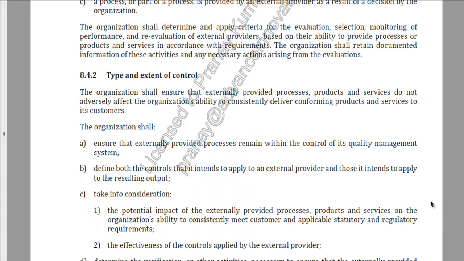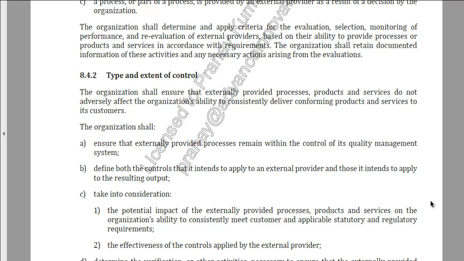Clause 8.4.2, type and extent of controls. The organization shall ensure that externally provided processes, products, and services do not adversely affect the organization's ability to consistently deliver conforming product and service to its customer.